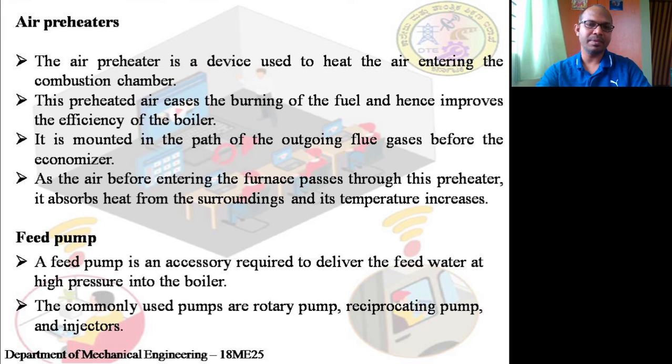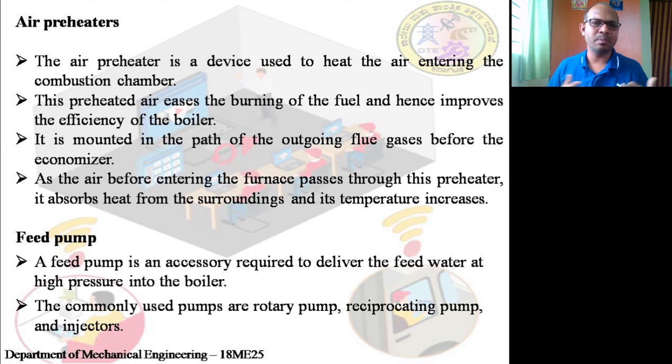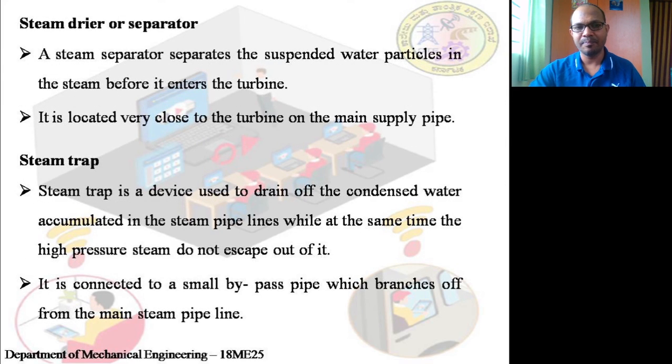Next one is a feed pump. A feed pump is an accessory required to deliver the feed water to the boiler. It is nothing but a pump which is required to pump the water to the drum. That's it. Nothing else. As we use a pump in our domestic applications to pump water from the lower level to the tank, in the same way this feed pump is being used. The commonly used feed pumps are rotary pump, reciprocating pump, and injector pumps. I'll go into detail about this feed pump when I talk about the third chapter of the second module. So soon after this chapter, we might go for that.